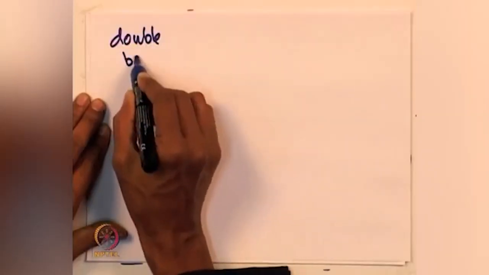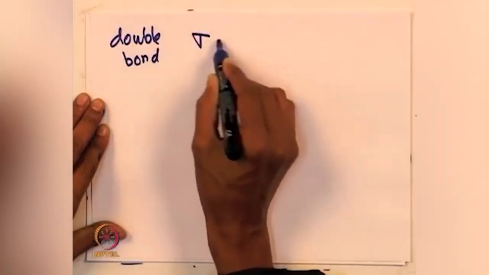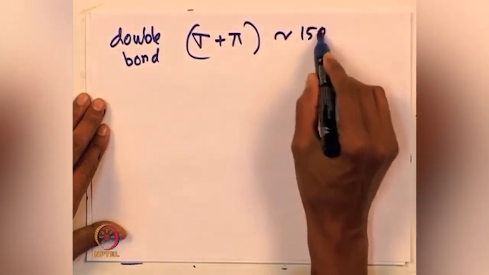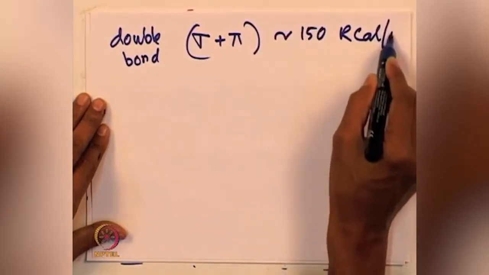Let's try to look at one example and a few more features of these 2 plus 2 reactions. In this case, with the double bond, sigma plus pi combined, you are having 150 kcal per mole.